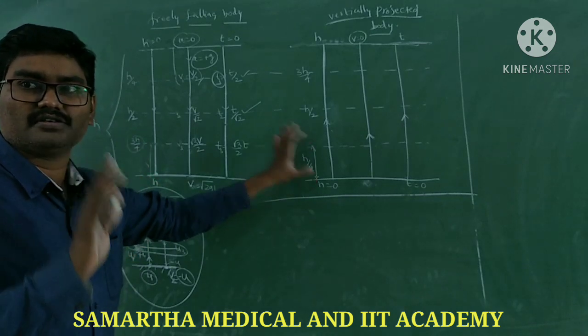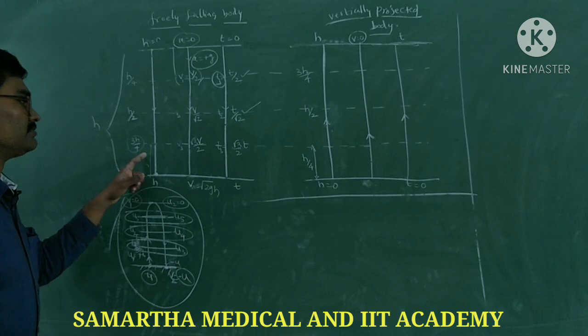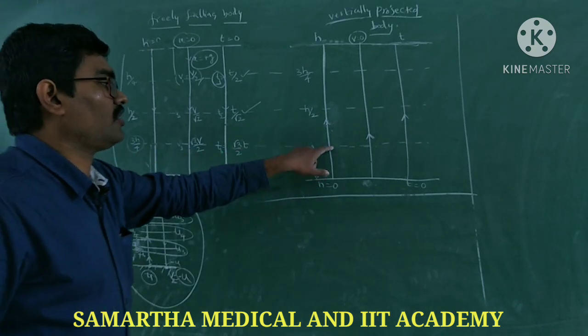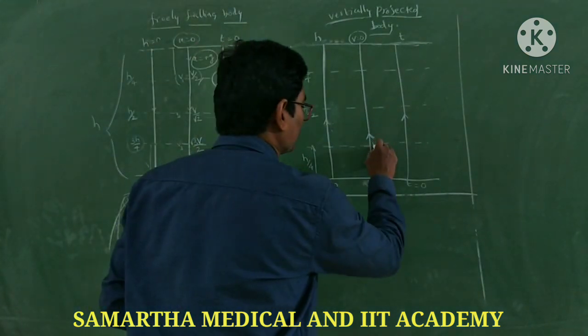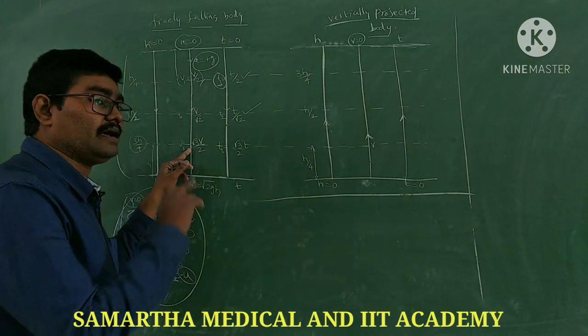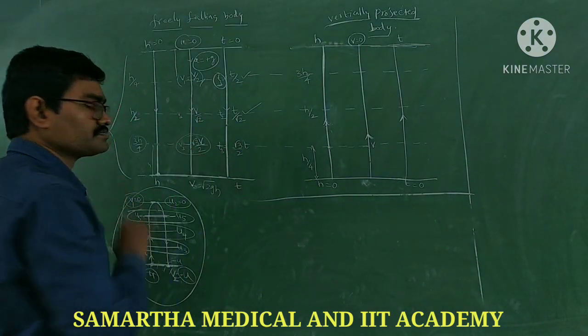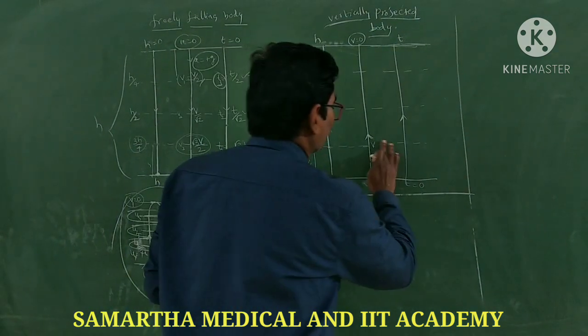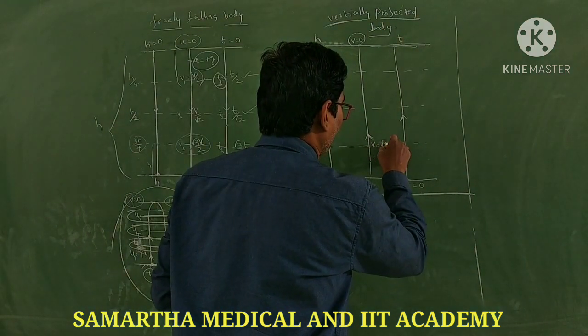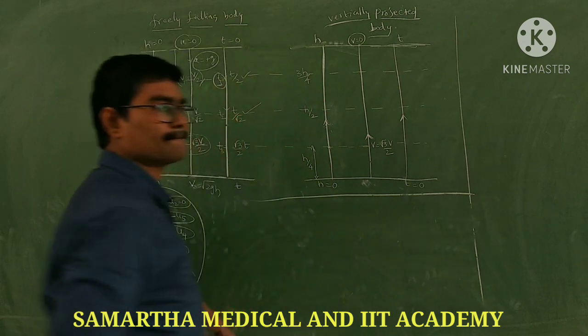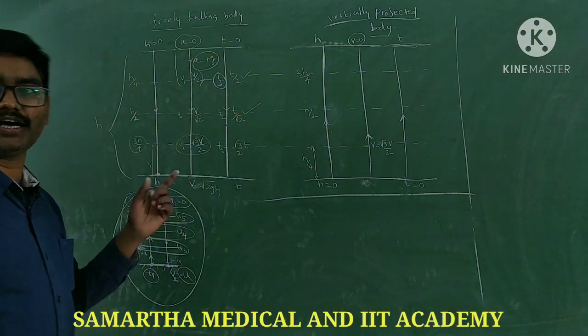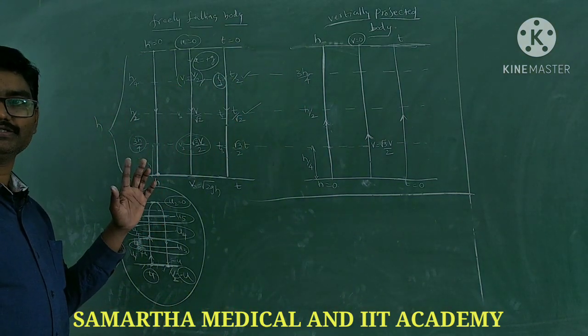Clear? Right, now see here. At h by 4, what is the velocity I need? What is the velocity here? At the same height, same speed, I told you. So here what you got? Here also root 3 v by 2. Understood? Clear or not? Yes, sir.